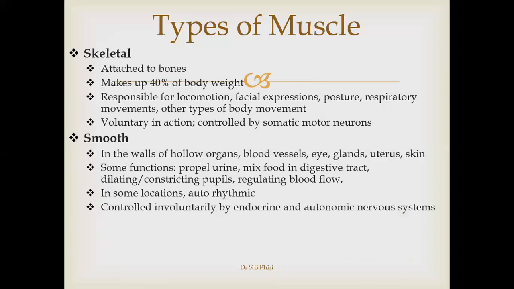Smooth muscle cells are found in the walls of hollow organs like blood vessels, the eye, the glands, the uterus, the skin. So you find a lot of smooth muscle cells there. You don't have control over them.